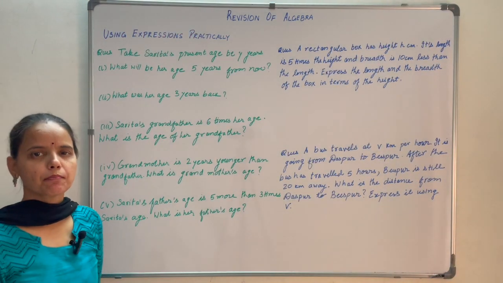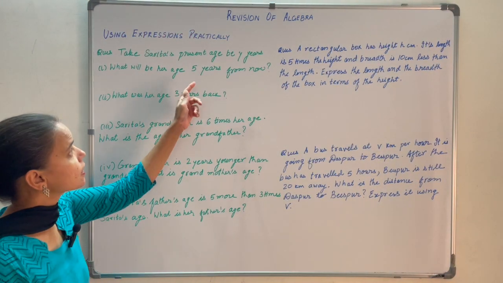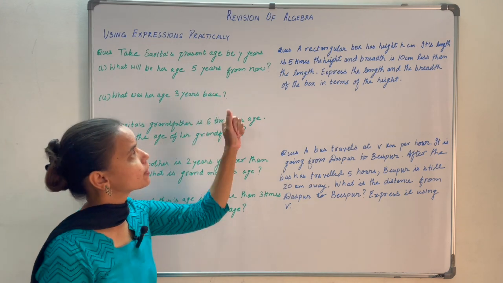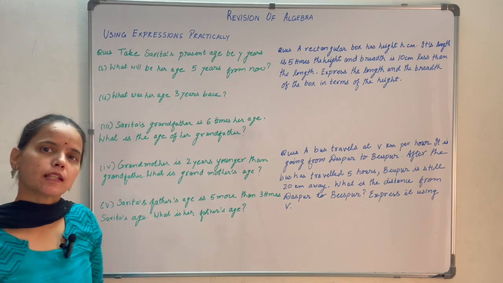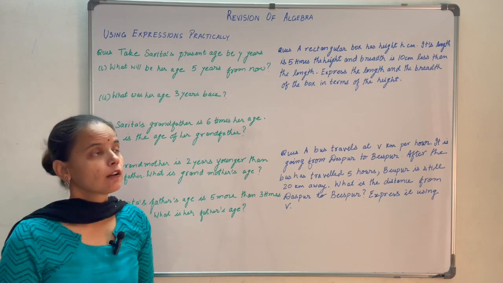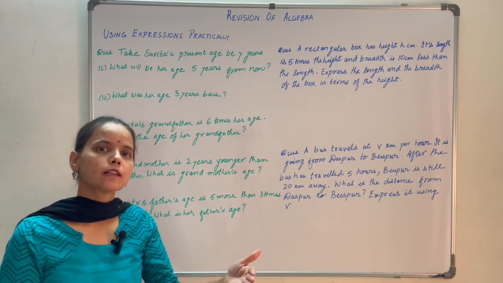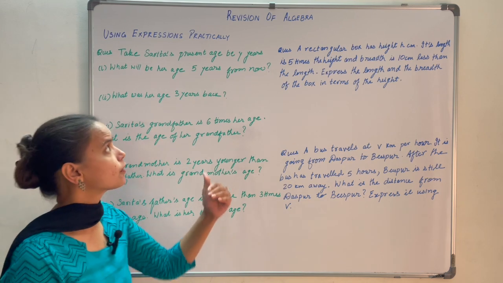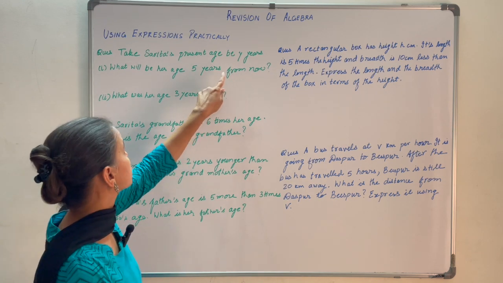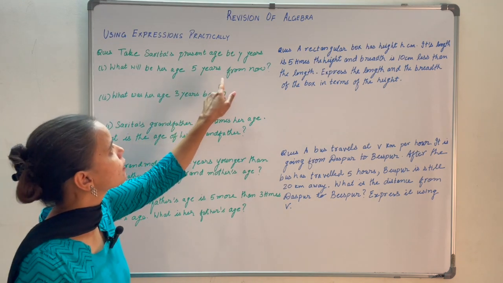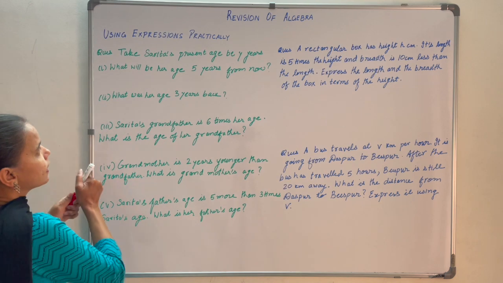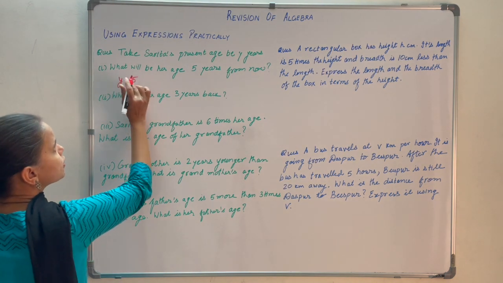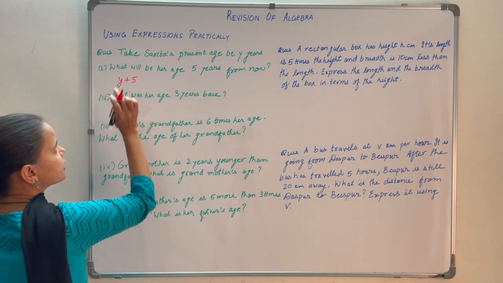Using expressions practically. Take Sarita's present age to be y years. What will be her age 5 years from now? Suppose if Sarita's age presently is 10 years. 5 years from now means 5 years later. So 15, 10 plus 5. Now here it is not 10, it is y years. So what will be her age 5 years from now? That is y plus 5. You need to add 5 to the present age.